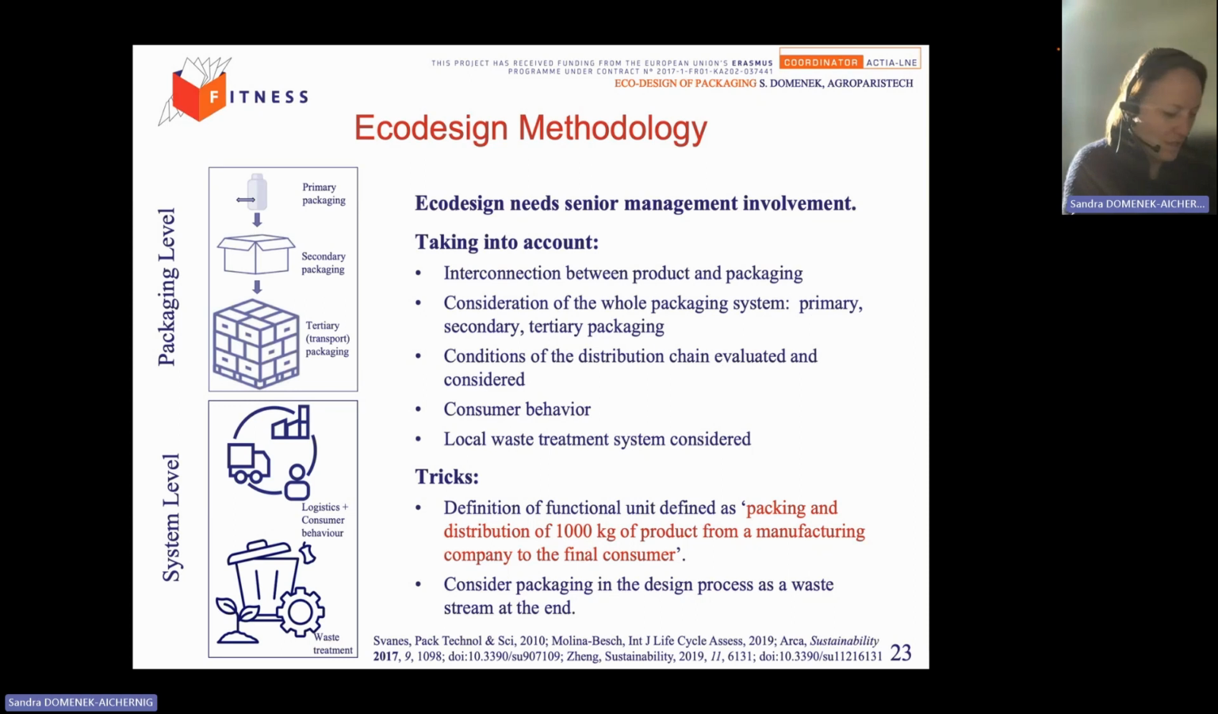and in order to take into account all those different design levels, there are some tricks and hints which can be applied. For example, you can change the definition of the functional unit, and so when you define it as the packaging and distribution of 1 ton of product from a manufacturing company to the final consumer, it is going to include from the very beginning all the problematics you could have with the logistics and the transport packaging inside your eco-design.